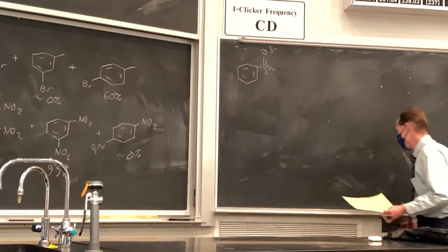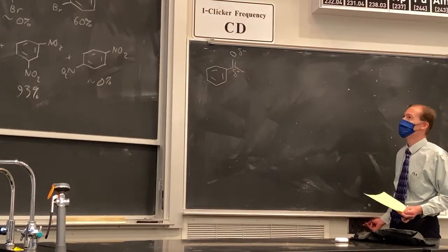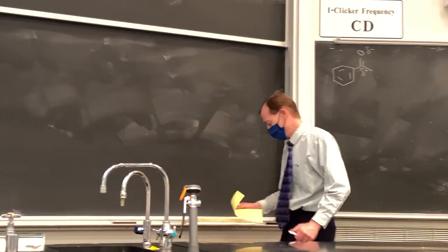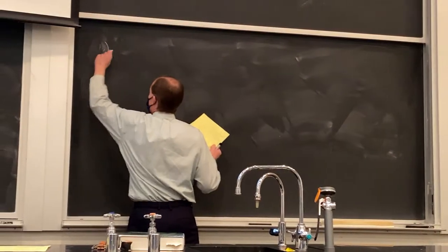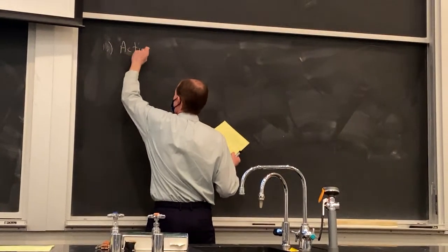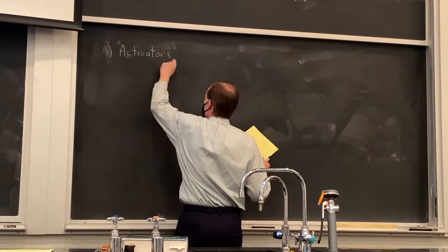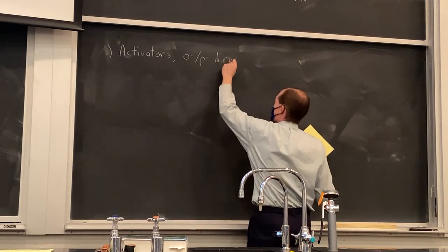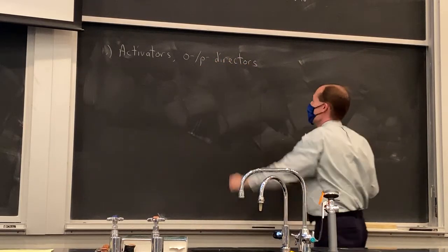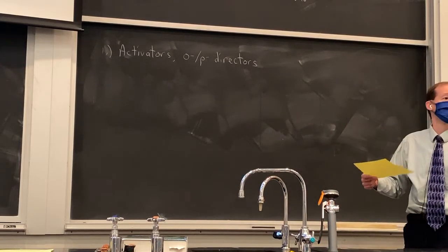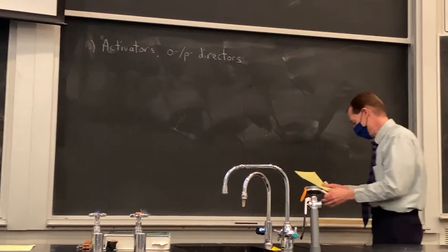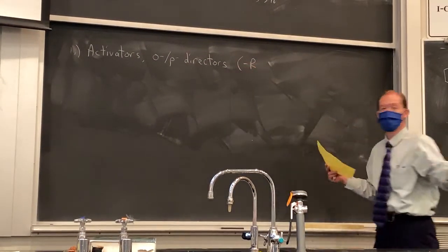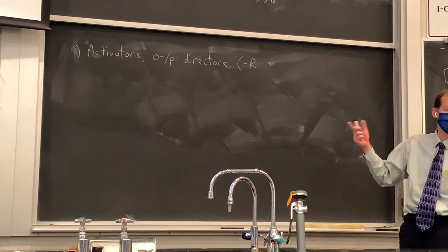So there are 3 types of substituents, 3 categories of substituents. We have substituents that are activators, and they are ortho-para directors. Okay? Any substituent that directs the substitution to the ortho position will also direct it to the para position. Okay? Alkyl groups will be in this category. We saw that here with toluene.